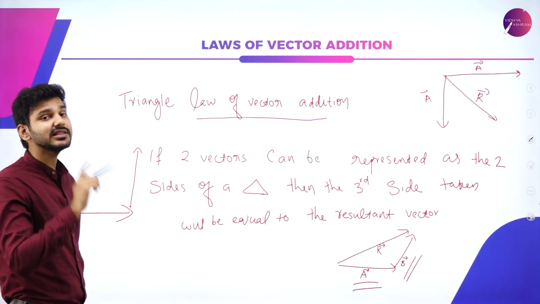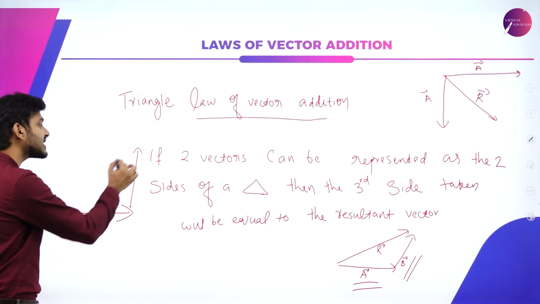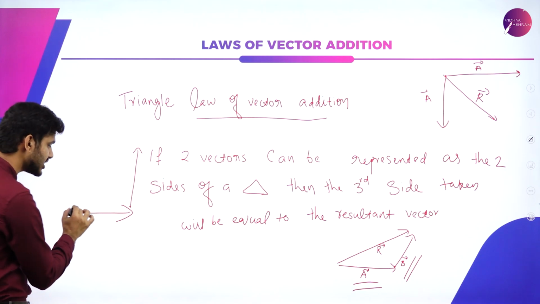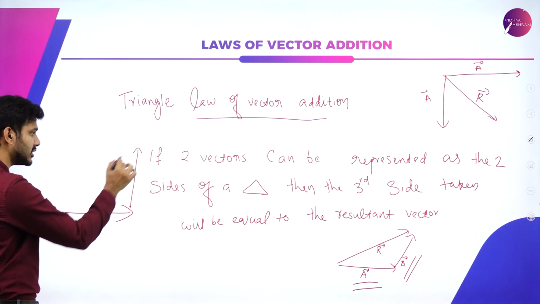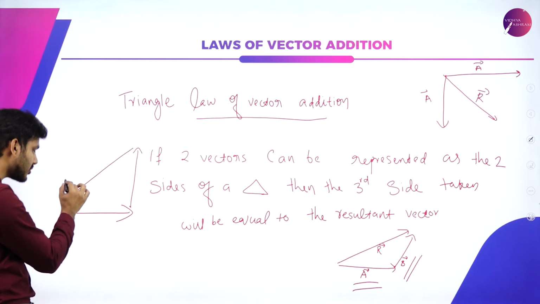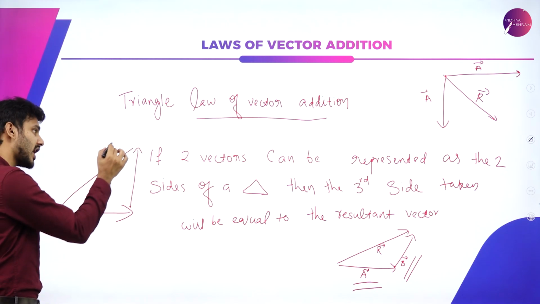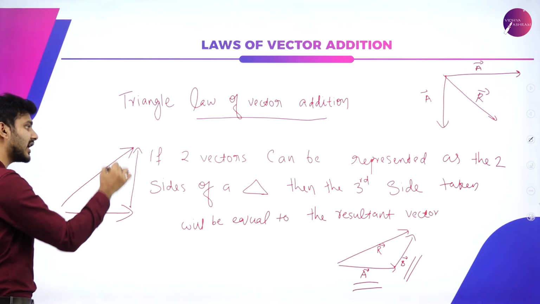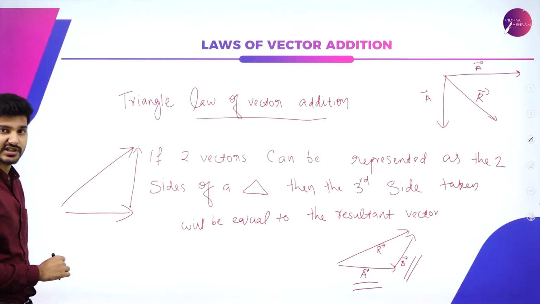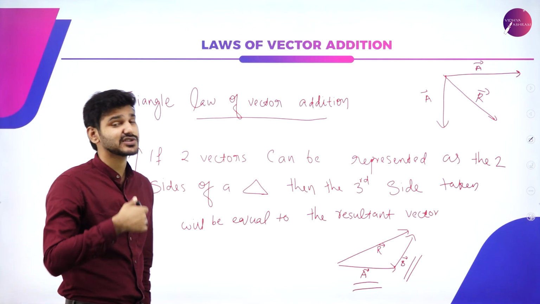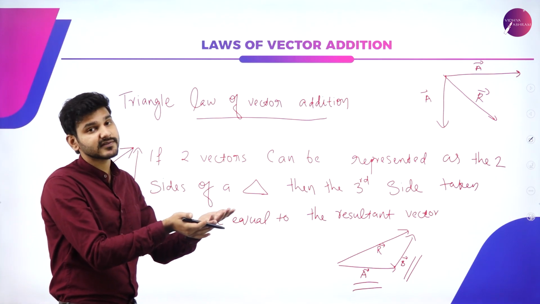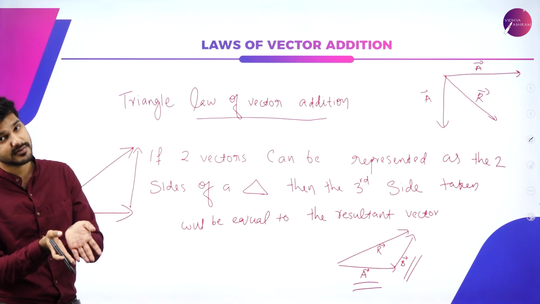But one important thing is that while closing this triangle, make sure that you're not going along the vector. You cannot draw an arrow towards this side. You have to always draw the arrow like this to the opposite direction. That is how the triangular law of vector addition actually works. That is how the direction of that particular resultant vector will be.